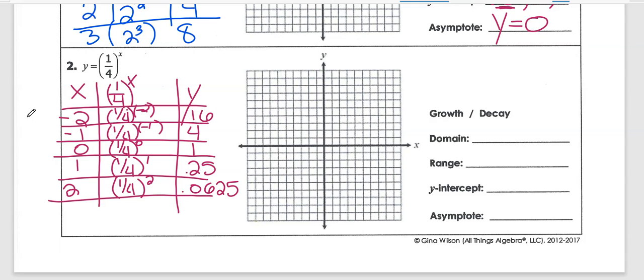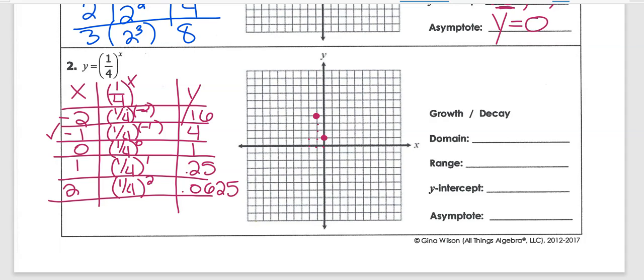So let's graph this to see what it looks like. We have -2, 16. That's going to be left 2, up 16 squares, but I don't have enough squares, so that point gets left out. But I can fit this next point in, -1, 4. Back 1, up 1, 2, 3, 4. So here's my first point right here. 0, 1. So I don't go left or right. I just go up 1 square on the y-axis.